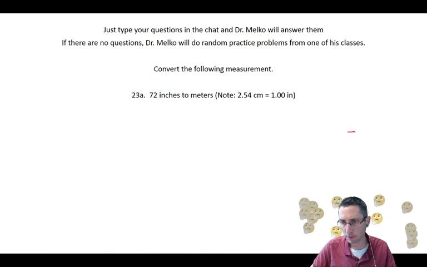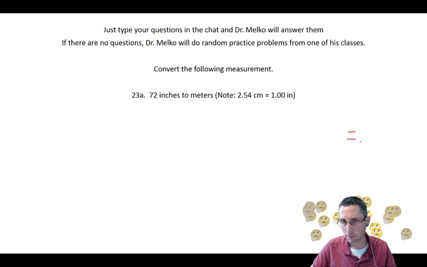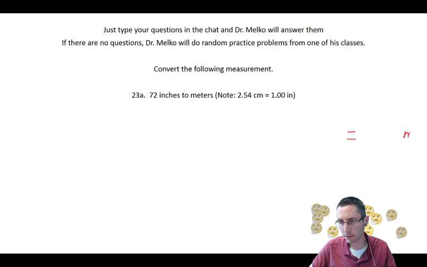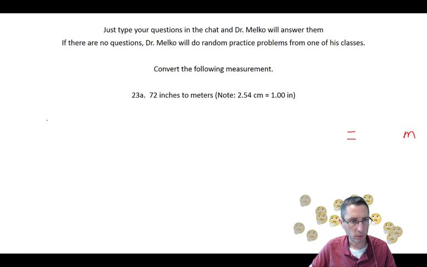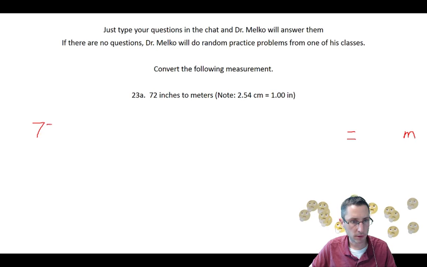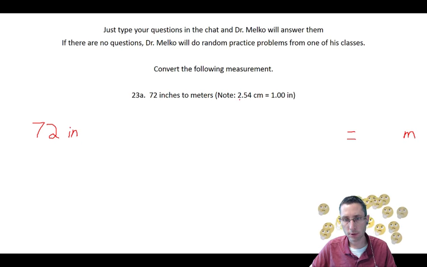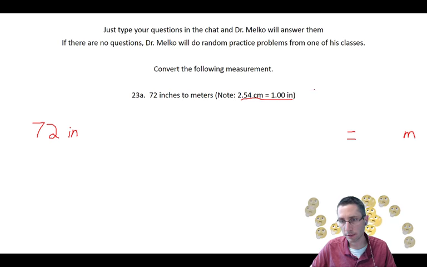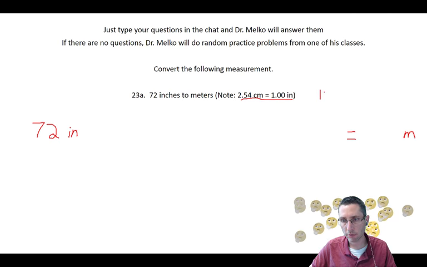Not registering, there we go. So clearly we're going to want to be left with meters on the right. We're given 72 inches on the left here. And then I'll write down the unit factors. One of them is given in the problem. That's going to get me from inches to centimeters. But it doesn't get me directly to meters, so I know I'm going to need another unit factor.